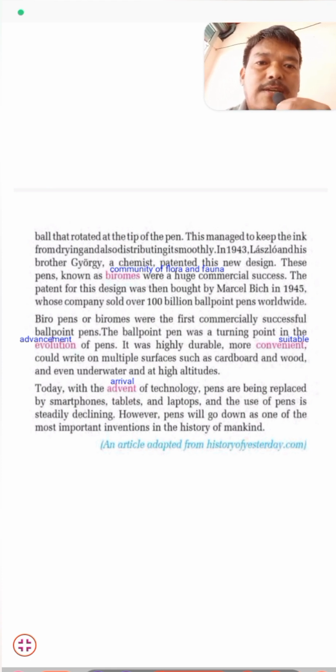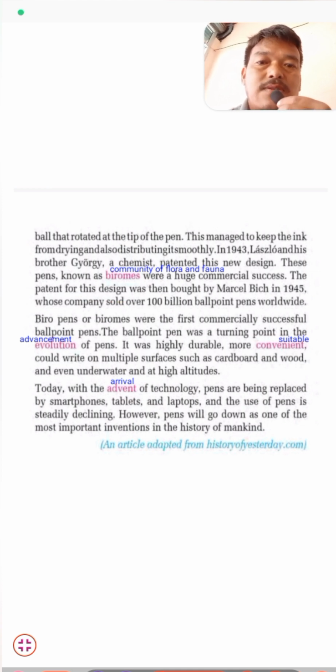In 1948, Laszlo and his brother Georgi, a chemist, patented his new design. Both of them patented their new invention of the pen. These pens, known as Biros, were a huge commercial success. They gained great success and commercial success after inventing this new pen, and they earned name and fame as well.